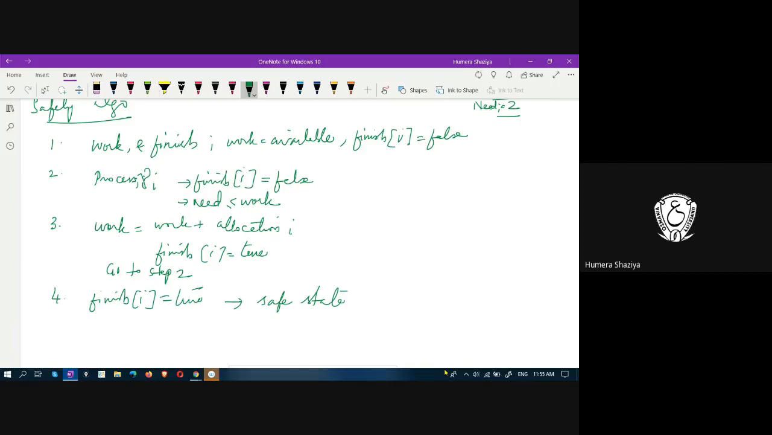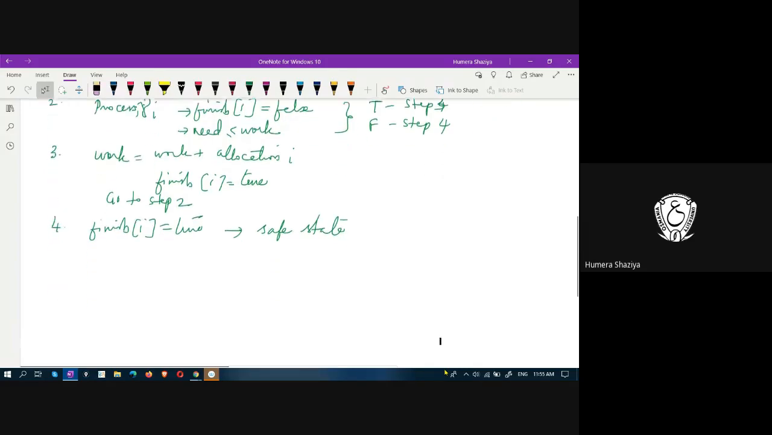Here, in step 2, what are we doing? If we find any process with both the conditions, it's fine. Go to step 3. True means step 3. False means step 4. All right, these are the two algorithms, the part of Banker's algorithm. Let us work out an example for these algorithms.